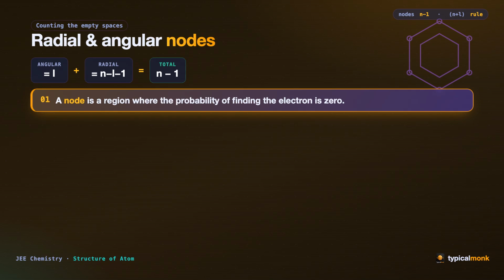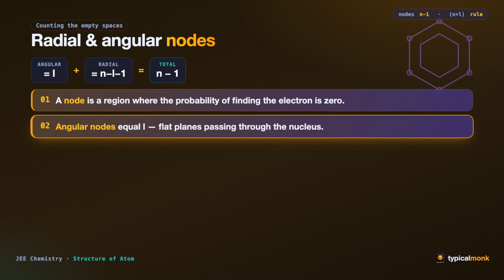Let us slow right down on nodes, because this is where easy marks are won and lost. First, what is a node? A node is a region of space where the probability of finding the electron drops to exactly 0. The electron is on either side of it, but never in it. Second, the angular nodes. These are flat planes that pass through the nucleus, and their number equals L.